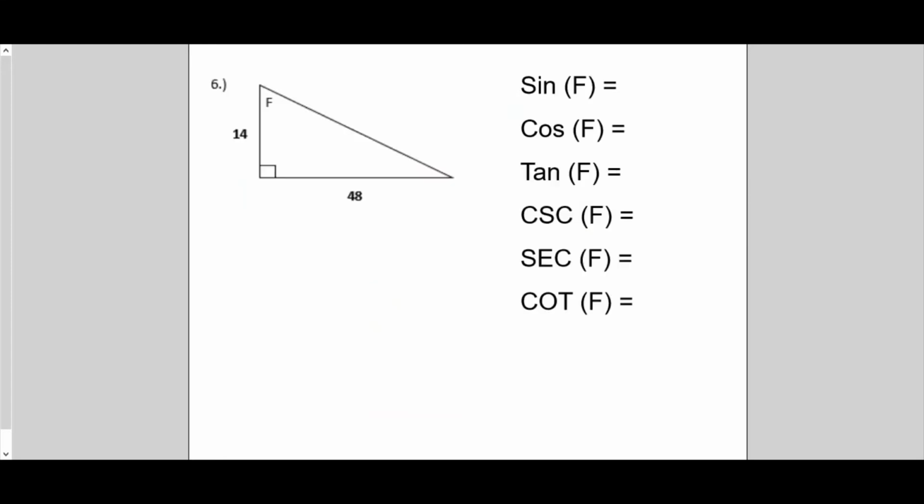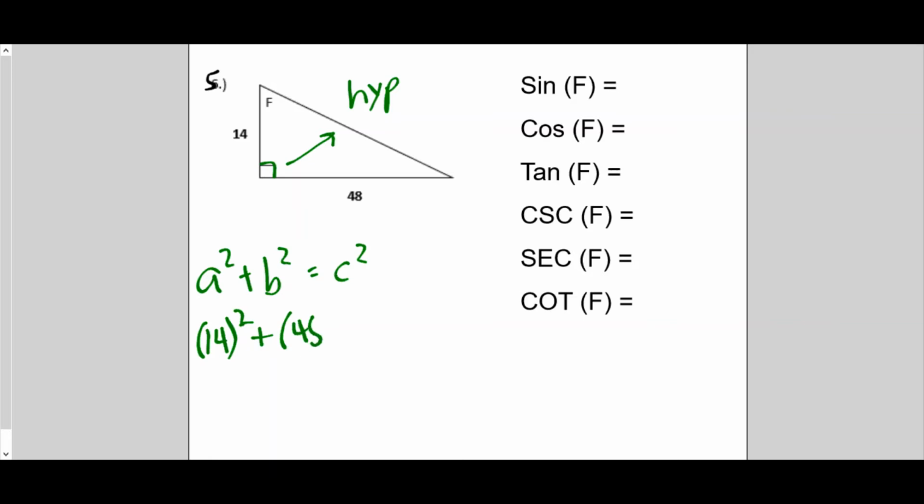So this is number 5. So we have side lengths 14 and 48, and we want to find the hypotenuse. We don't know the hypotenuse in this triangle. So that's the first thing we're going to need to do. So we're going to write down the Pythagorean theorem, a squared plus b squared equals c squared. And we're going to plug in, we'll just say 14 for A and 48 for B. Remember, the C represents the hypotenuse, which is what we don't know.